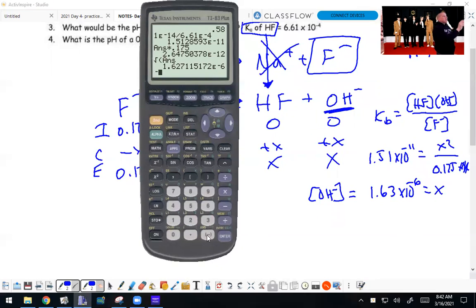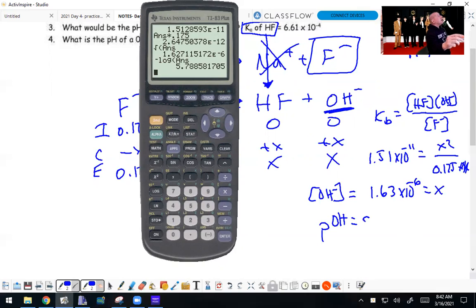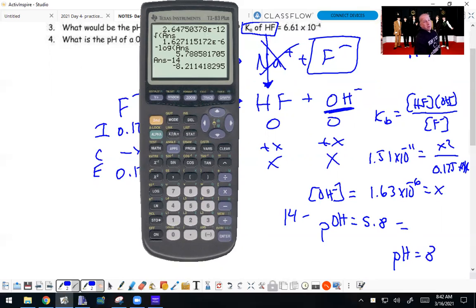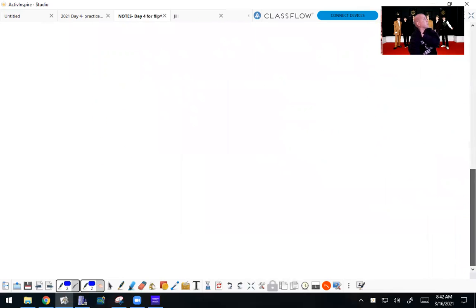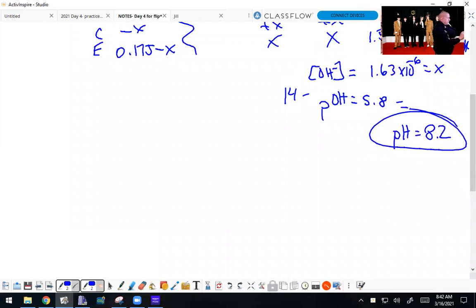So negative log, and we get a pOH of 5.8, 14 minus, we get a pH of 8.2. All right, so those were the 3 tricky ones. The last one was actually pretty simple. Did you figure it out? Well, you saw the answer, right? So our answer, I don't know if I have the answer on my page.